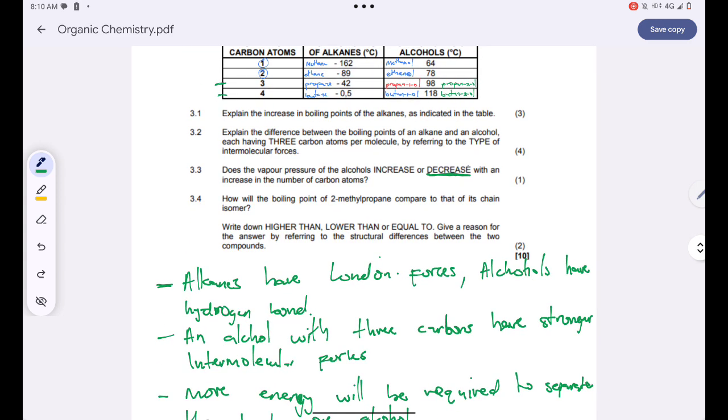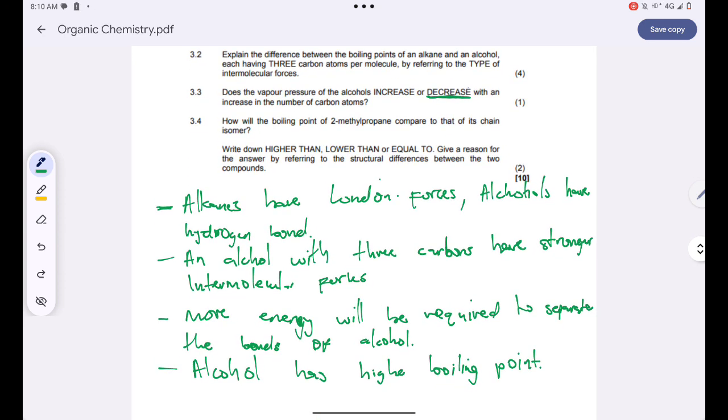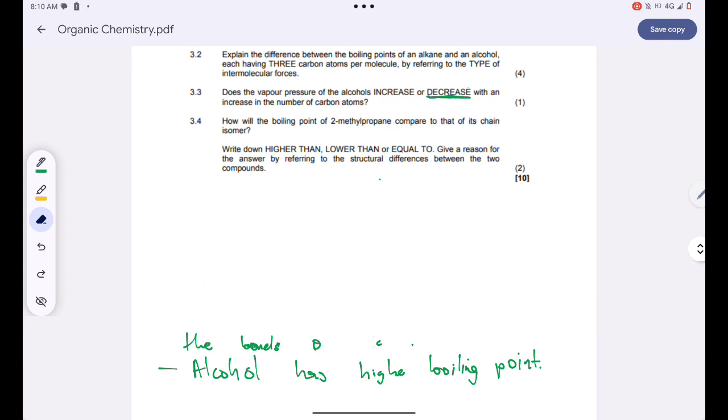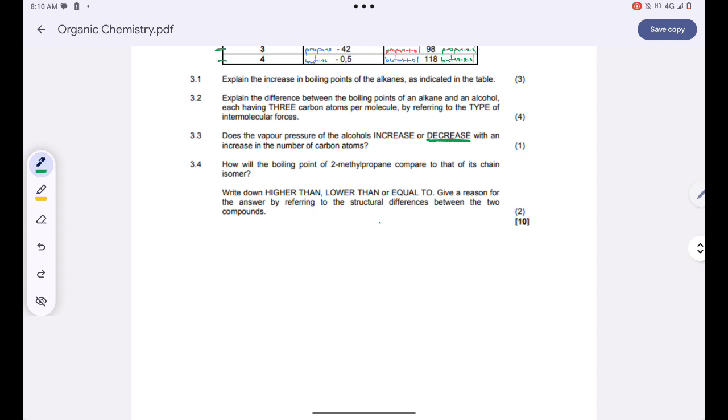Okay, how will the boiling point of 2-methyl propane compare to that of its chain isomer? Its chain isomer will be butane, né? The boiling point of methyl propane and butane will be different. That of butane will be higher. Why? Because butane is like this. It has more carbons on the parent chain, and then methyl propane is just like this.